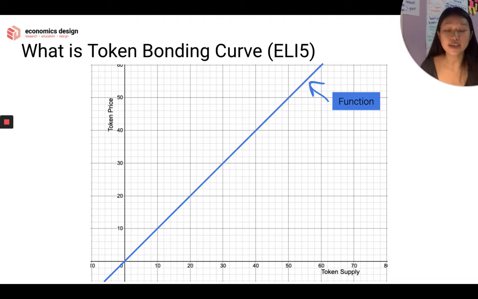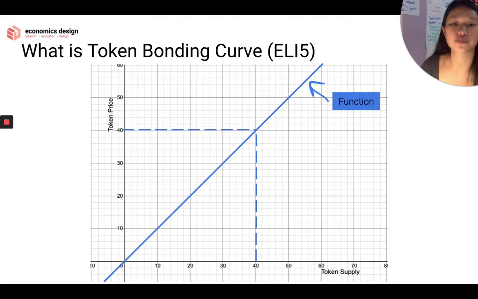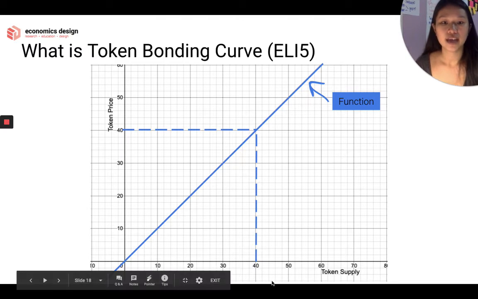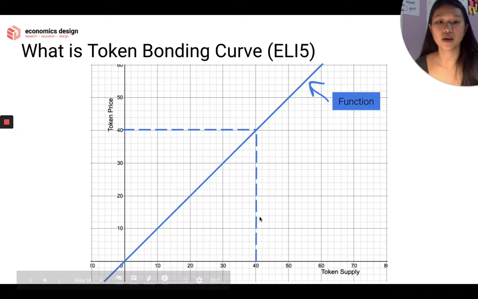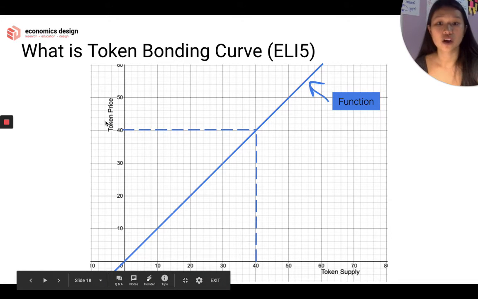What does that mean? It means that when I want to buy 40 tokens, the smart contract will check. Okay, you buy 40 tokens, and you just go straight up until you touch the line. When you touch the line, then it goes across, and okay, it's $40. So the 40th token costs $40. That's as simple as it is.